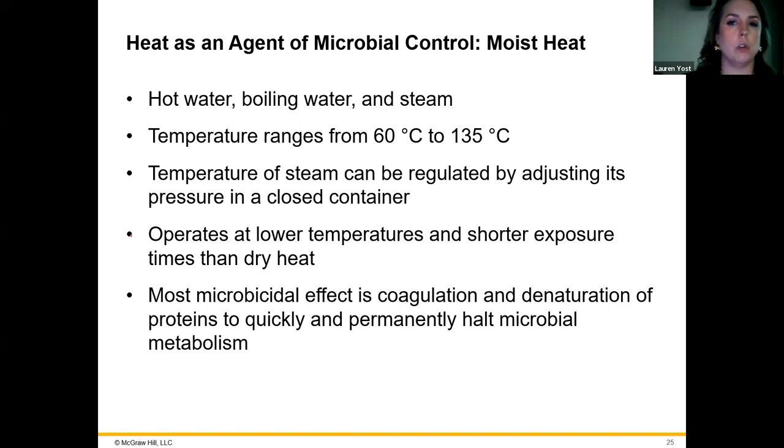It's just unusual. You don't usually see it, but you would go up to that if you needed to deal with that. The temperature of the steam can be regulated by adjusting pressure in a closed container. So yes, we can have hot water going into it, but the pressure itself allows that temperature change to occur more effectively. Then we can treat things at a lower temperature and shorter exposure time compared to dry heat.